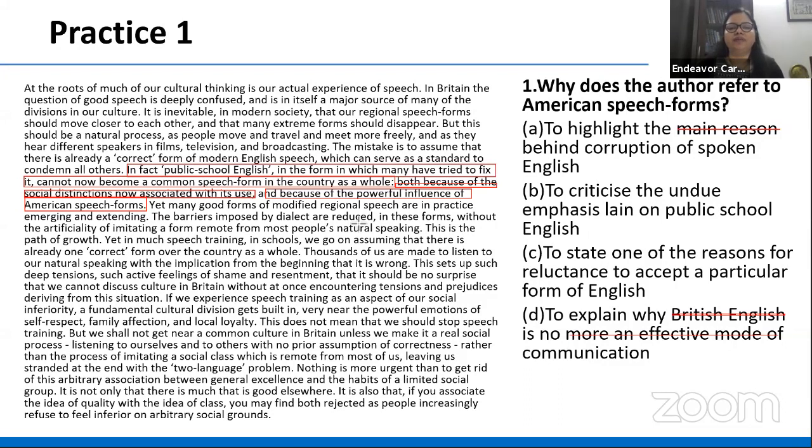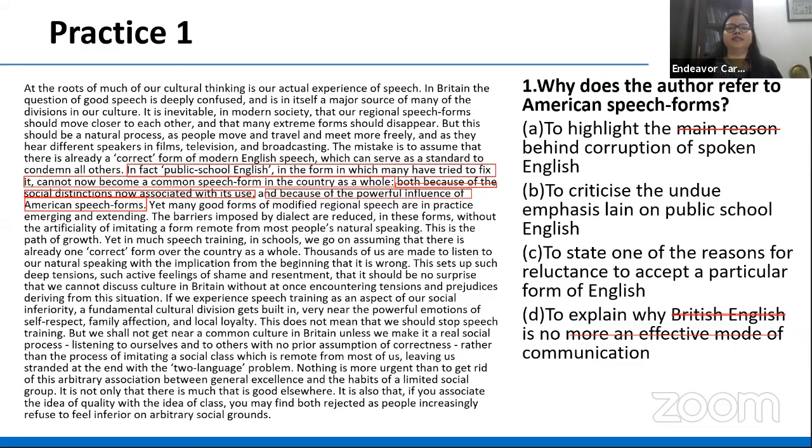Public school English, as you have given it, cannot be accepted. Why? One reason is that you are connecting quality with social class. Second reason is that there are so many American speech forms and regional forms emerging. So between B and C, what do we narrow down our answer to? C. It's not about criticizing the undue importance given to public school, but rather to offer a reason why we cannot accept one form fixed by you, because there's so much dynamic change happening. And that is C. Let's look at the next one.